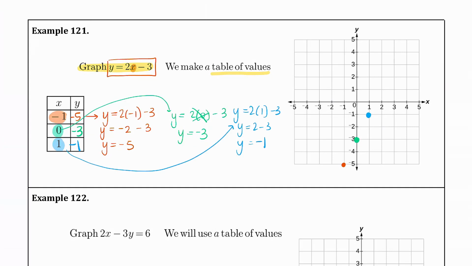And notice this creates a line. If we connect and extend our points, we're going to end up with a line that grows at a constant rate. If we had a bigger table, we could do more values in the negative direction, more values in the positive direction, but having those 3 points gives us a good picture of what that line looks like.